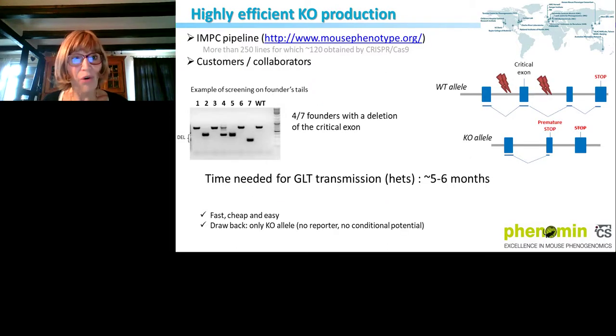I have to say that we are also part of the IMPC, like many centers in the world, as you can see on the top right panel. The aim of the IMPC is to generate knockouts of all the protein coding genes in order to do a high throughput phenotyping pipeline on all these lines that are generated. As part of this consortium, we have generated quite a few knockout lines directly using CRISPR-Cas9. The approach that we take here is deleting a critical exon.